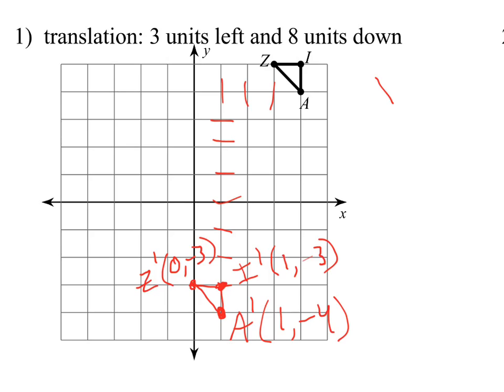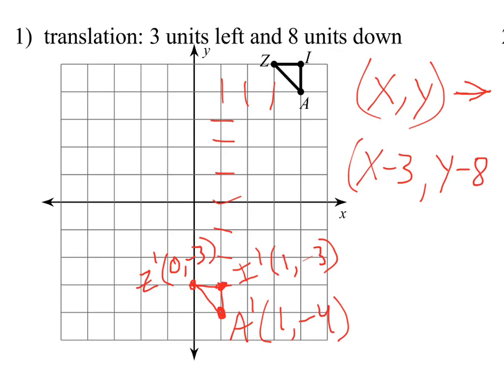And your function, all your functions are going to start with xy. You're going to start with some coordinates, so every point starts out at xy, and then what do you do with the x's if you're going to go left 3? Well, you're going to take all your x's and subtract 3. And then what do you do with your y's to go down 8? You're going to take all your y's and subtract 8. And so that's the function to describe what's going on. Left 3, down 8. And there it is in words. And that's what it'll look like right down there.